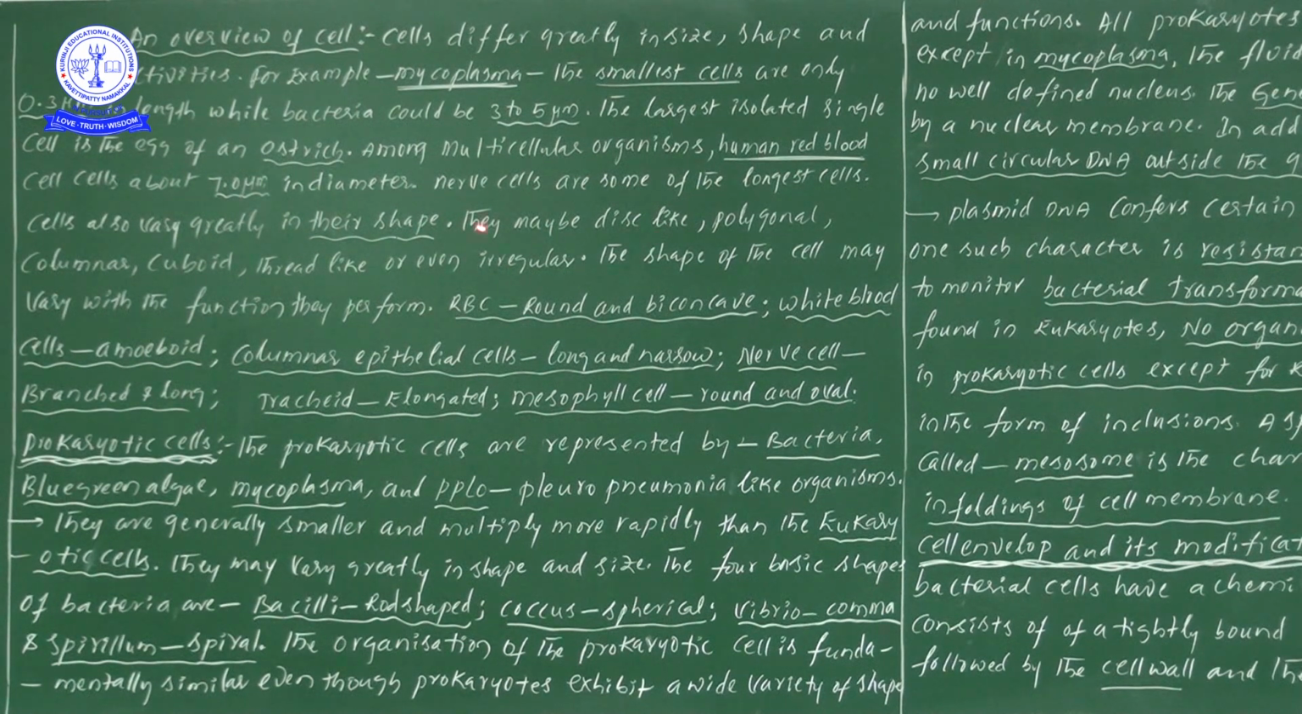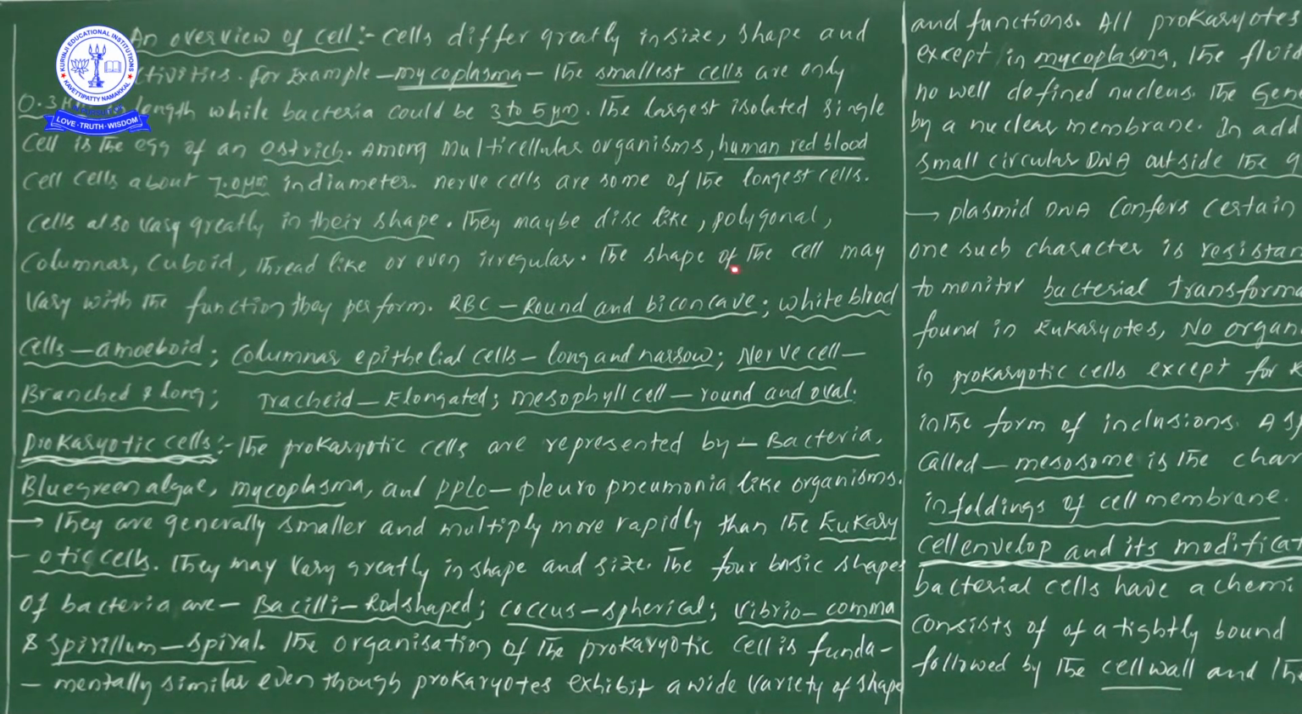So what are the shapes we will be finding here? Maybe disc-like, polygonal, columnar, cuboid, thread-like, or even irregular. Once you see, disc is there, polygonal is there, columnar is there, cuboid is there, thread-like, or even irregular. Likewise there are different types of shapes of the cells we can find.